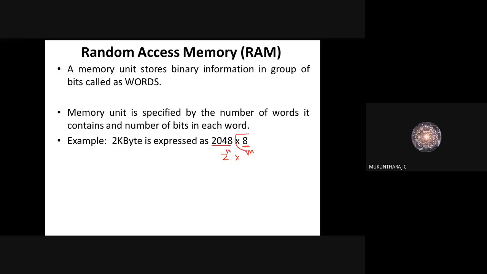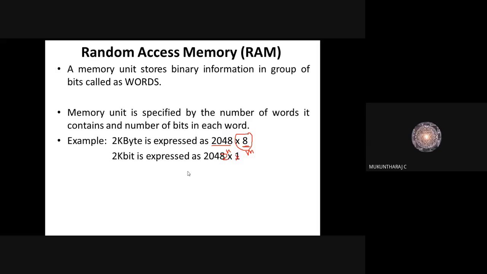Here the 8 represents the number of input lines, and 2048 represents the number of address locations. So here 2 kilobyte has 2048 address locations. In each address location we have data with 8-bit length. So 2 kilobyte represents 2048 cross 8, that is 2048 address locations with 8-bit data length.